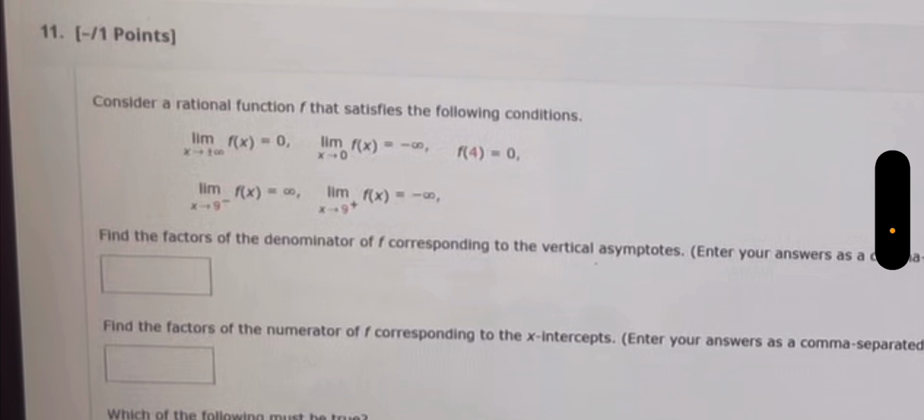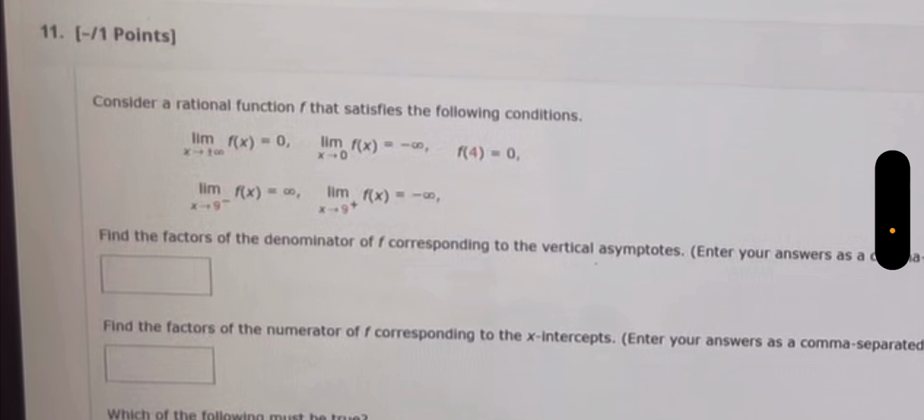But if we want that in factor form, if x is going to be equal to 0, that's just going to be an x by itself. And then if we want 9 to be a factor, that's going to show up as x minus 9, right? So then your factors would be x, comma, in parentheses, x minus 9, right? So those would be the factors of the denominator so that we get those outcomes.